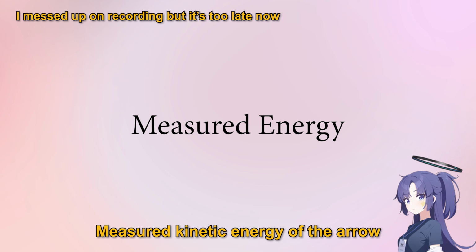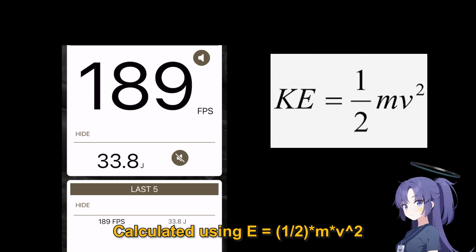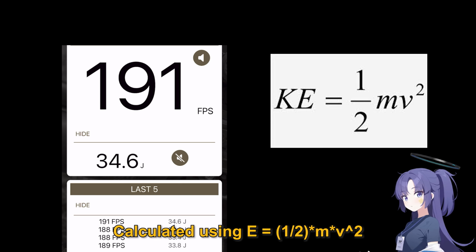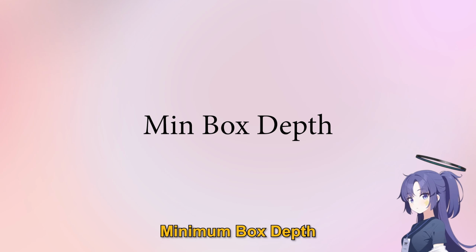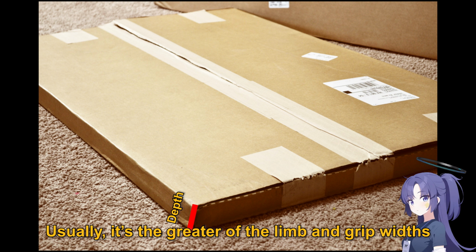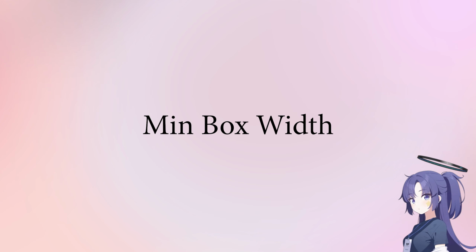Measured kinetic energy of the arrow, calculated using E = 1/2 mv squared. Minimum box depth. Minimum depth of a box that could fit the bow. Essentially, the greater of the limb width or grip width.